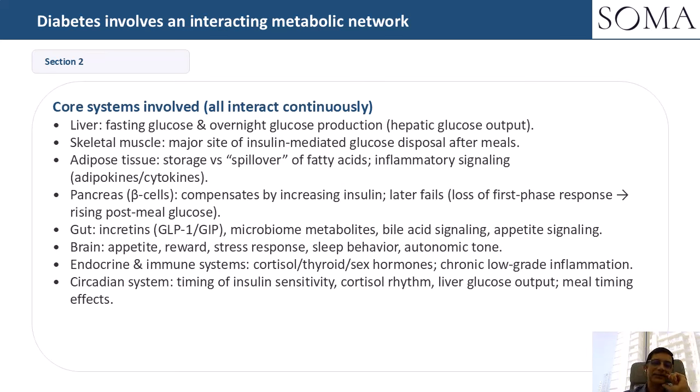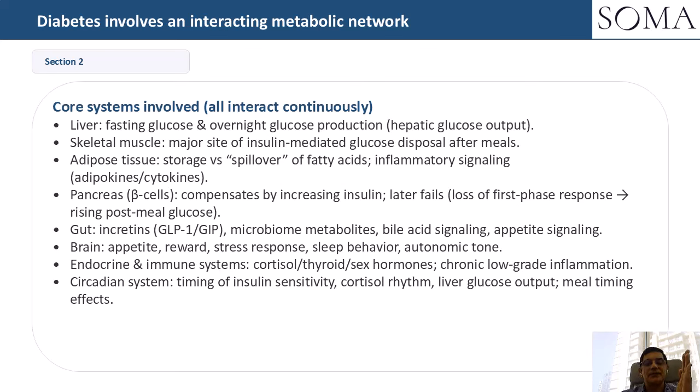Fourth, the pancreas. The pancreas is the compensator. In early insulin resistance, the pancreas produces more insulin to maintain normal glucose, but this compensation has a cost. Over time, beta cells lose first phase insulin response, then they lose capacity. Then insulin deficiency begins to dominate. So diabetes is not just insulin resistance, it is insulin resistance plus beta cell failure.